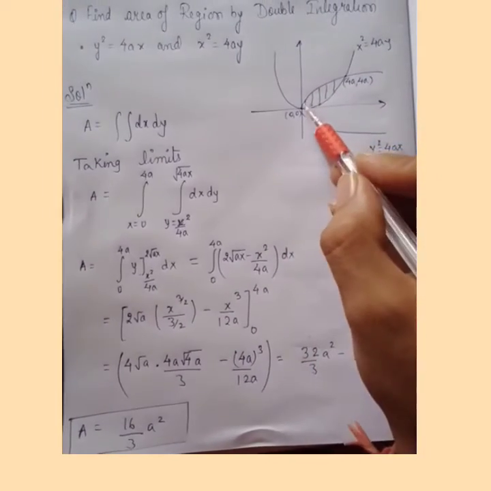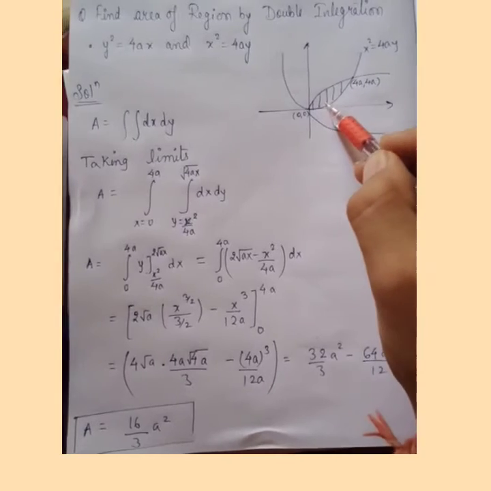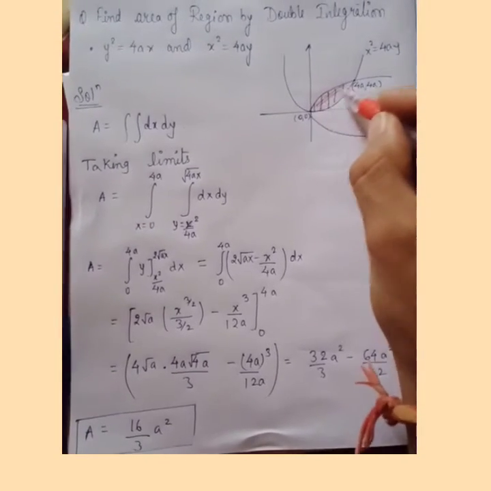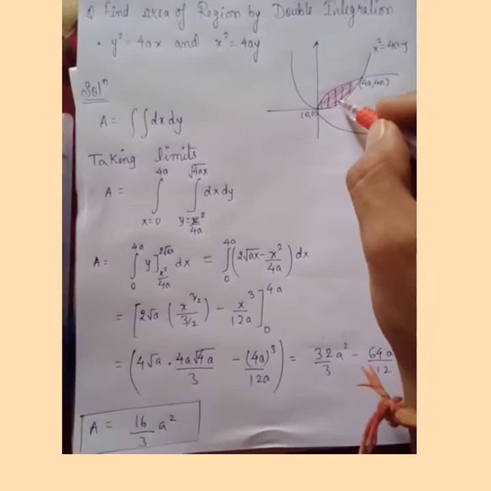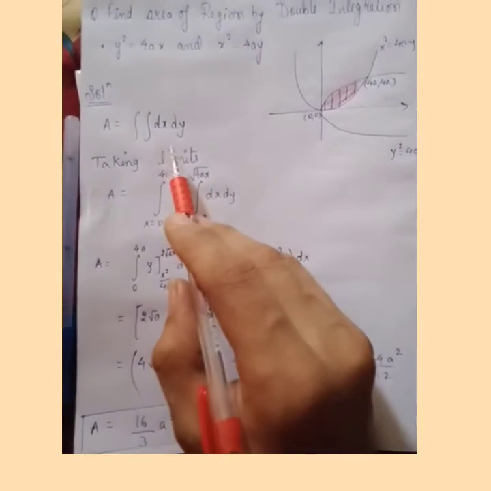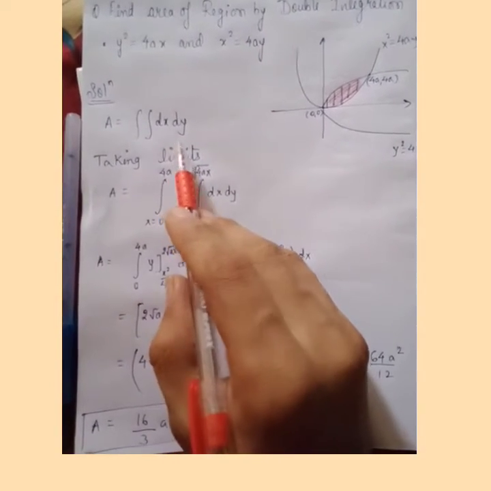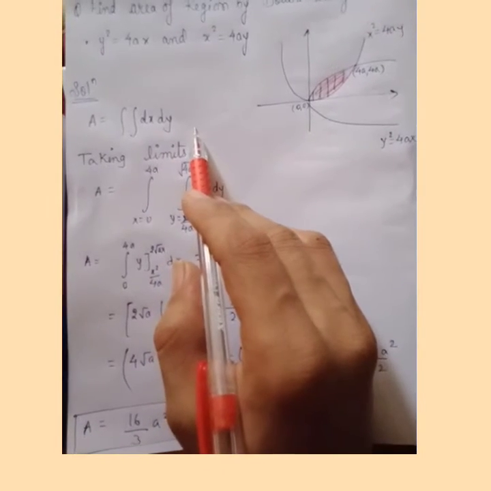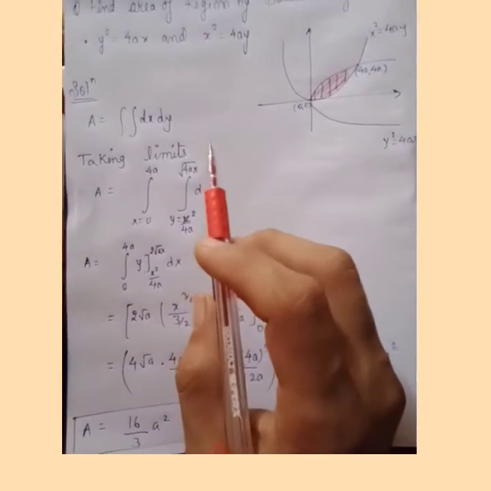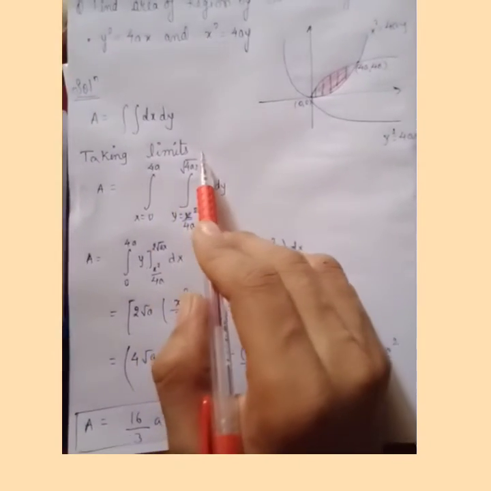So you can see the region between these two curves, that is this part. We need to find this area. So by double integration we know how to formulate or how to find the area. Area is found out by double integration of dx dy. Now the most important part of this is taking limits.